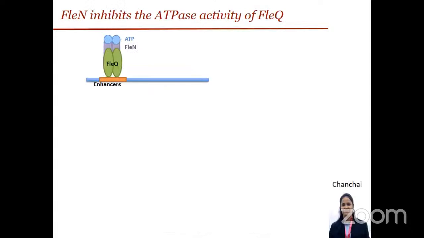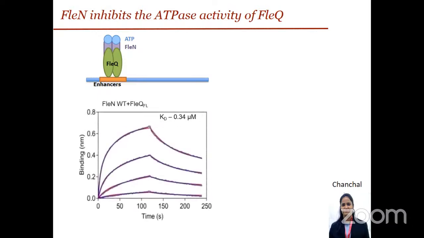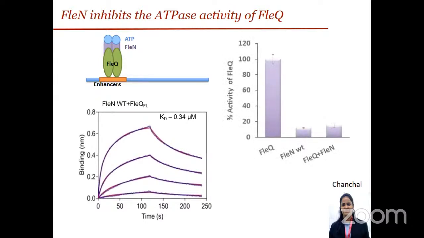And Chanchal, who's another graduate student in my lab, showed that FleN physically interacts with FleQ. So FleQ is a DNA binding protein, binds to DNA. FleN does not bind to DNA. It does not prevent FleQ from binding to DNA, but it binds to FleQ physically in the presence of ATP. So this was done by a biolayer interferometry experiment. We calculated the association constant between these two proteins.